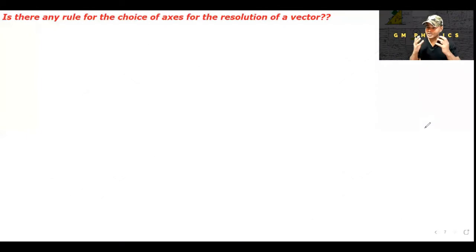All right. There is a question. Is there any rule for the choice of axis for the resolution of a vector? Means, is there any specific rule that has to be followed for the choice of axis? Which axis to choose for the resolution of a vector? I mean, do we need to have this as x-axis and this as y-axis as usual in all problems? Is it mandatory?